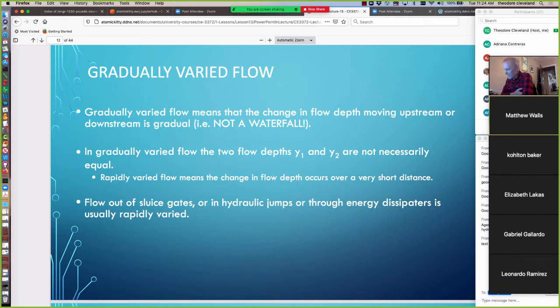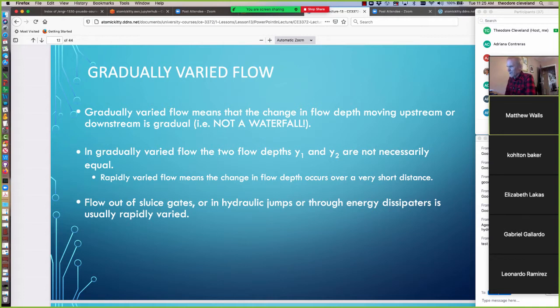Examples of rapidly varied flows would be flow out of sluice gates. So those are, just imagine walls with a panel in it, and you lift the panel up and it makes a little opening at the bottom and the water goes squirting out there. It's a sluice gate. That's extremely rapidly varied flow because upstream in that sluice gate the water is not moving very fast, and in that part where it's squirting out it accelerates quite quickly.